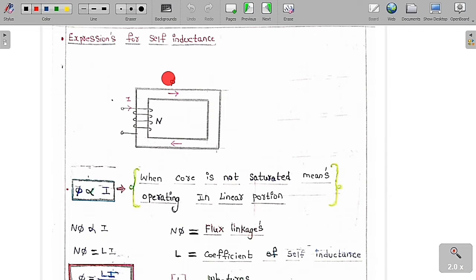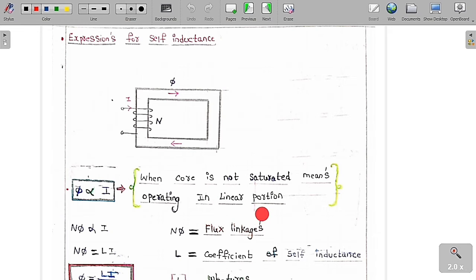Now we are going to study the expressions for the self-inductance. You can see clearly this is a magnetic circuit, and I am going to wind a coil of N turns on this limb. Now I am going to pass a current of I through this coil. If you curl the fingers of your right hand in the direction of the current, the thumb gives the direction of the flux. So flux is always directly proportional to current I. As I have already told you, as the current increases, the flux also increases.